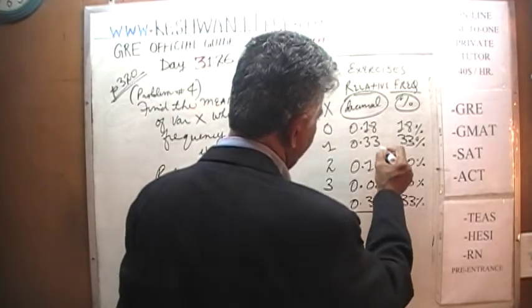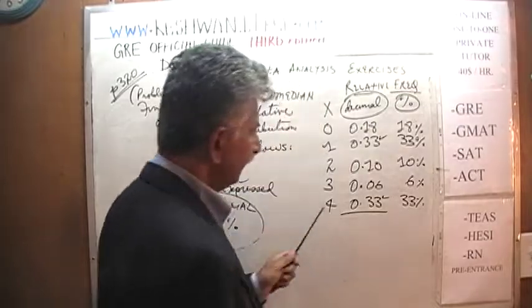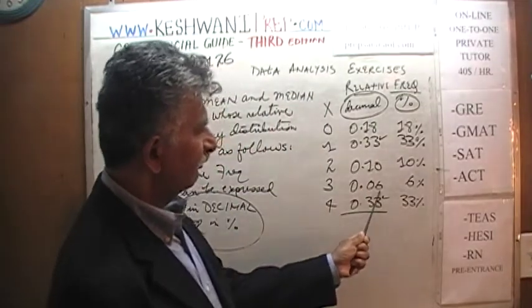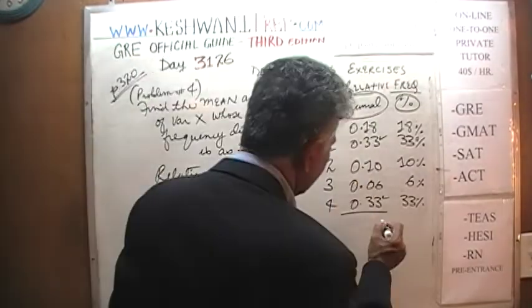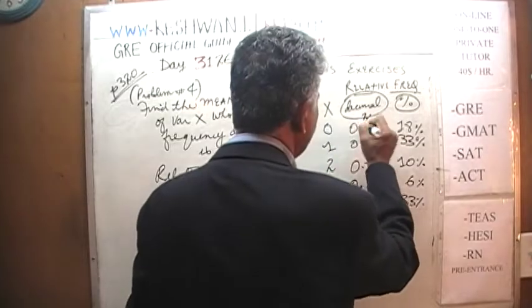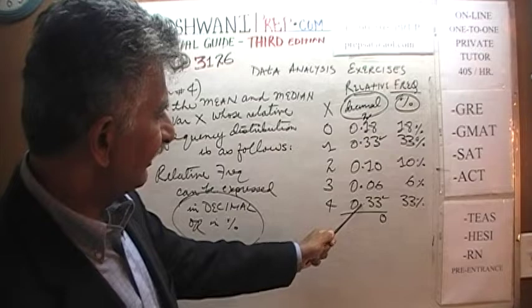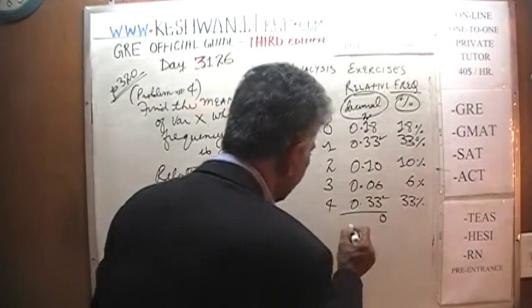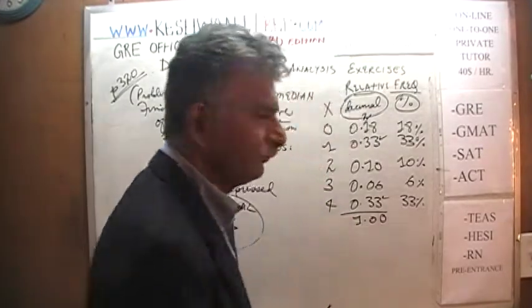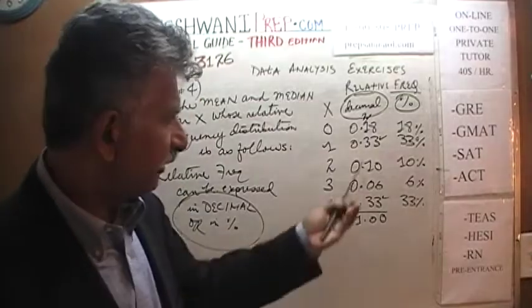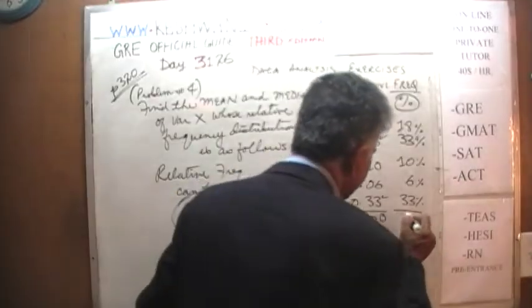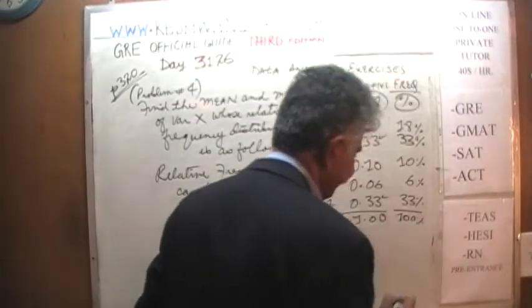So here we see, 3 plus 3 is 6, 6 plus 6 is 12, and 12 plus 8 is 20. 0, carry 2. 2 plus 1 is 3, 3 plus 3 is 6, 6 plus 3 is 9, 9 plus 1 is 10, you see. It adds up to exactly 1. And similarly, if you were to add up the percentages, because they are the same percentages here, it will add up to 100%.